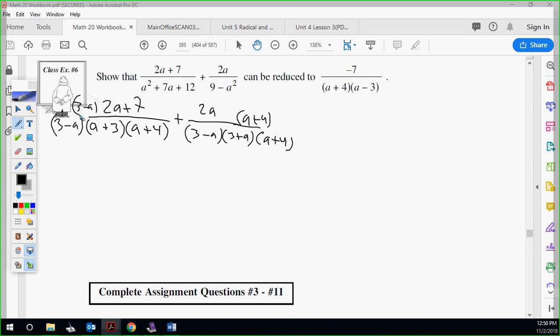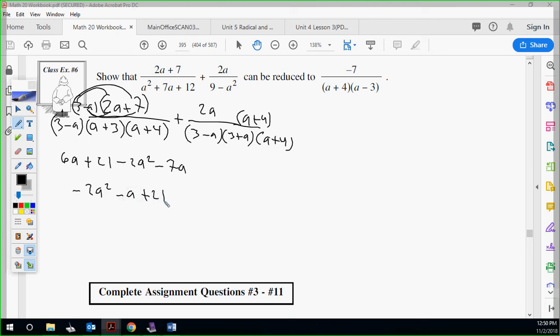Let's get the tops going. So I do have to FOIL the top left, right? Because it's a binomial times a binomial. So I do have to FOIL here. 3 times 2a, 6a. 3 times 7, 21. Negative a times 2a is negative 2a squared. Negative a times 7 is negative 7a. So that's that FOILed out. Let's go and put it in the right order. So that's a negative 2a squared minus a plus 21.